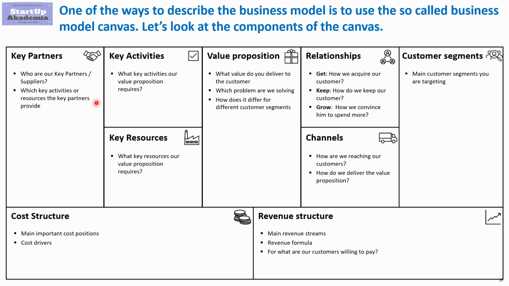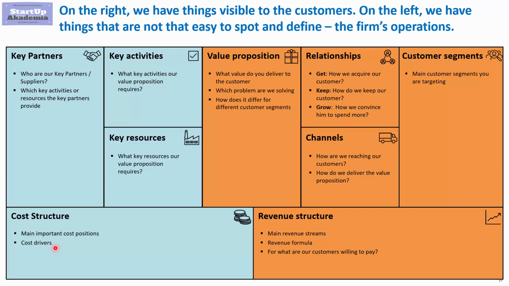Finally, at the very bottom left box, we should write down the most important key positions, and cost drivers that influence those cost positions. For example, for a retail business, we could write down rent, labor costs, and cost of goods sold. It's worth mentioning that you can divide the business model canvas into 2 parts.